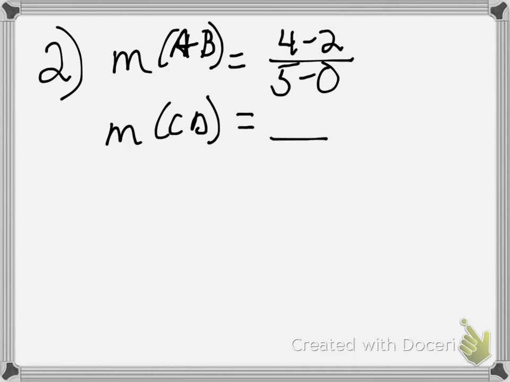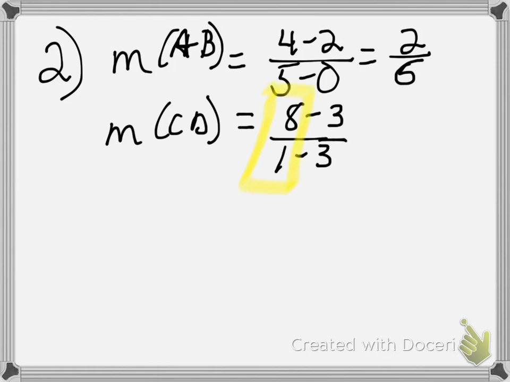And then the slope of CD. What do y'all want to start with here? Start with 8. All right, 8 minus 3 and 1 minus 3. And you can't switch it, right? Yes, you can switch it, but you have to switch all of them. This is a point in the line, and this is a point in the line. So you just have to make sure everything's lined up correctly. So that's X and Y, X and Y.